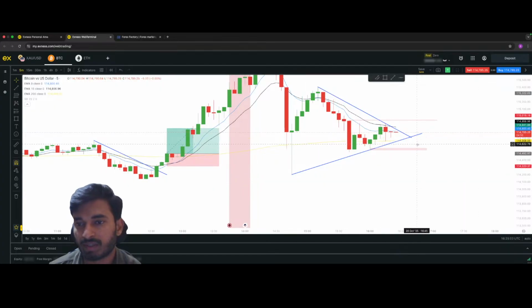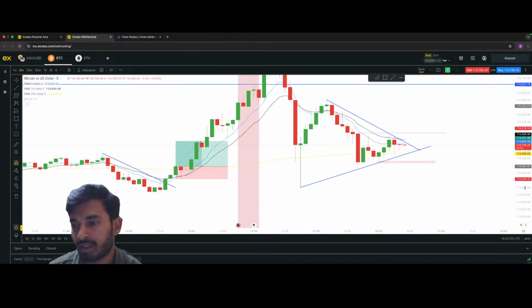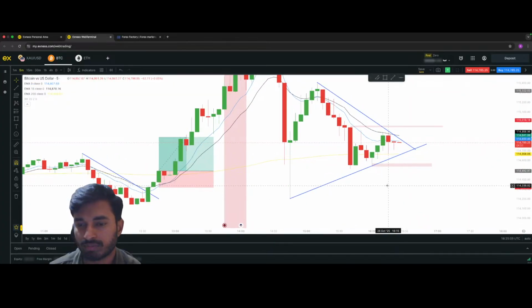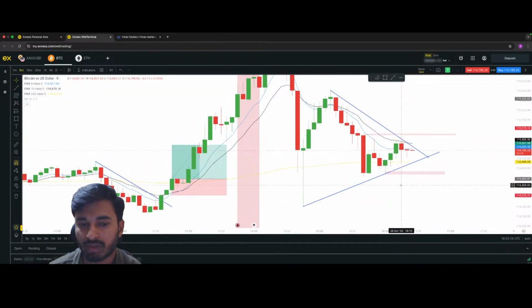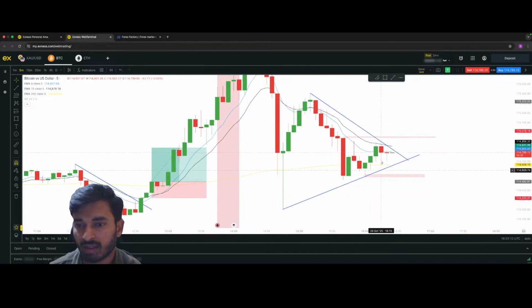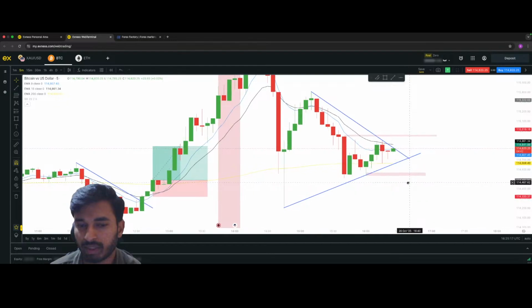Yes, now it is pausing. It is in a sideways mode now. Let's wait and watch. If this crosses above, then we'll take a bullish trade. If this crosses below, then we'll take a bearish trade.